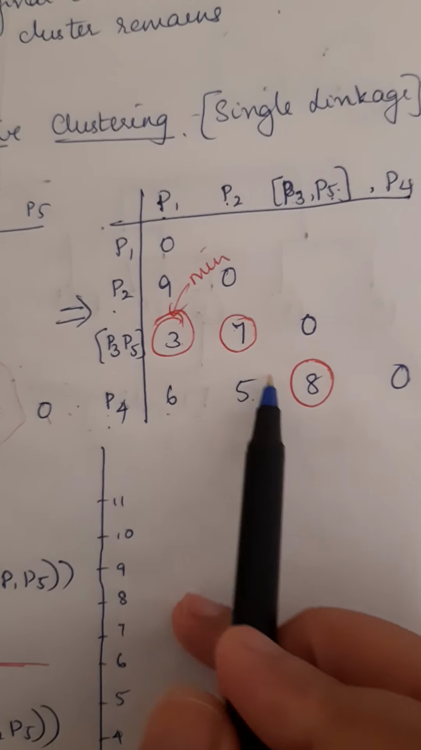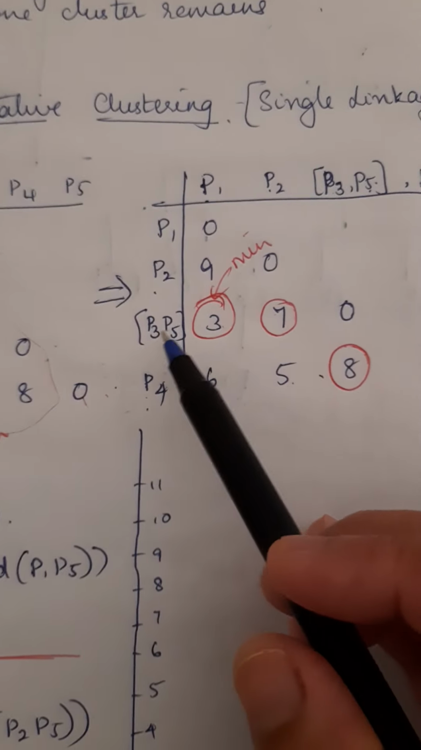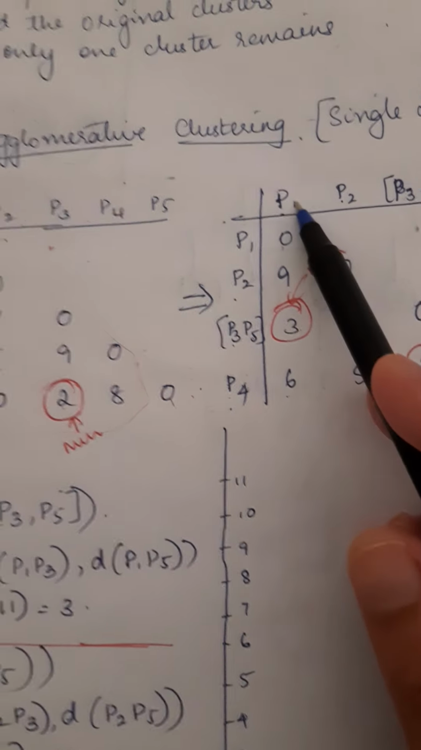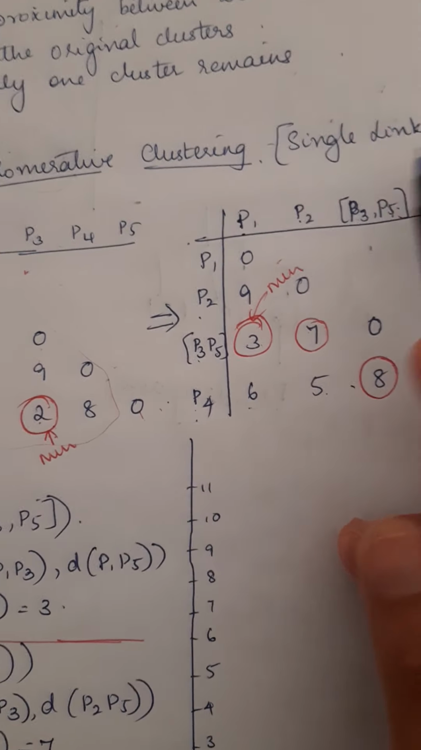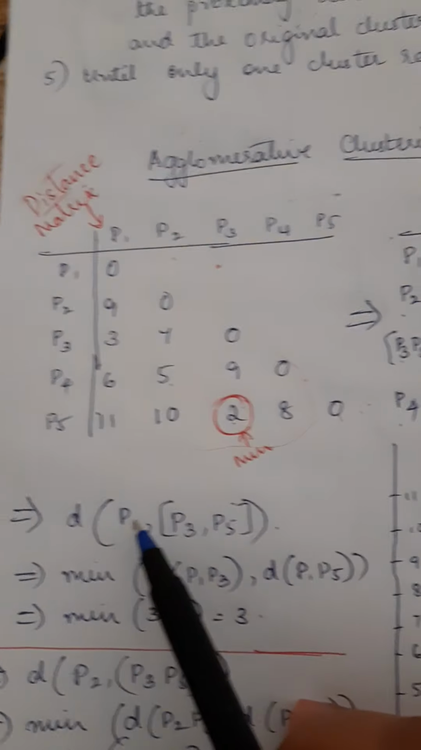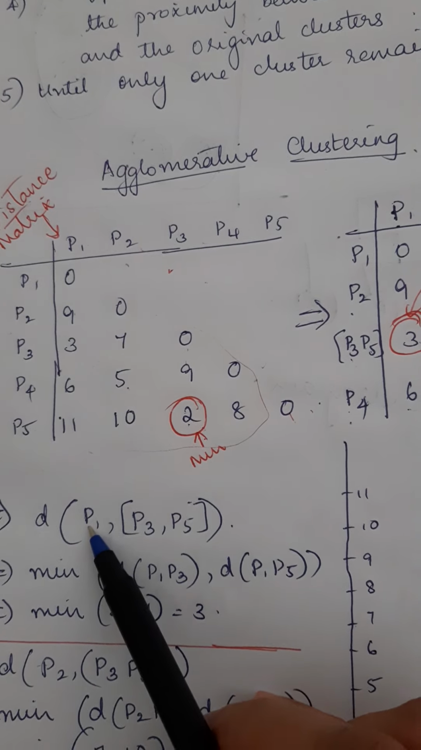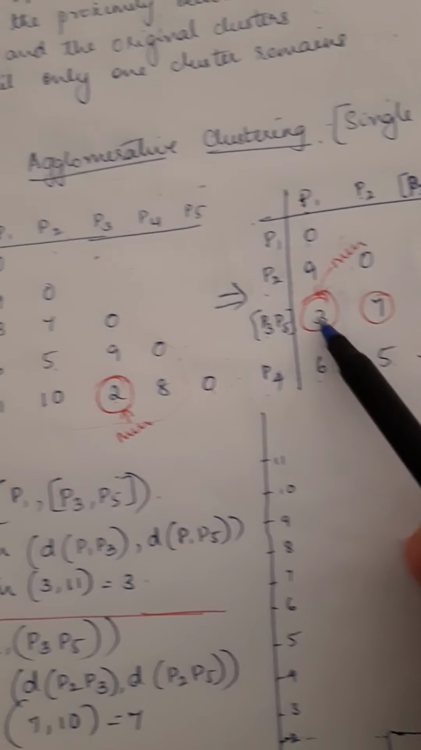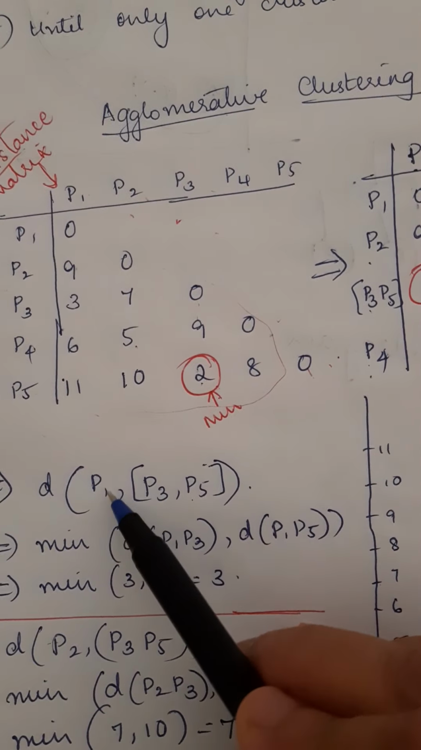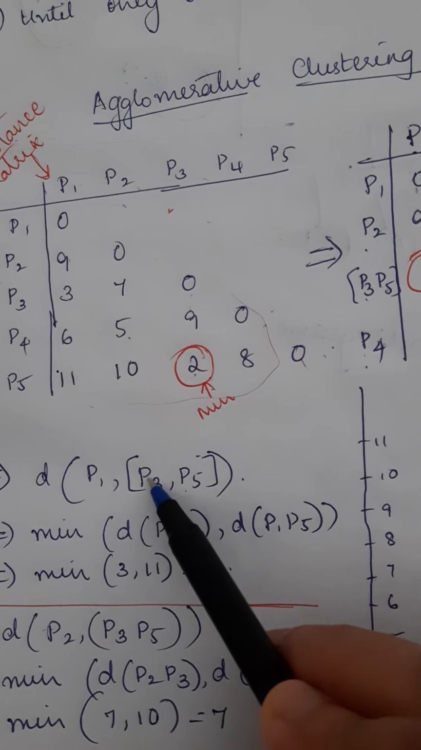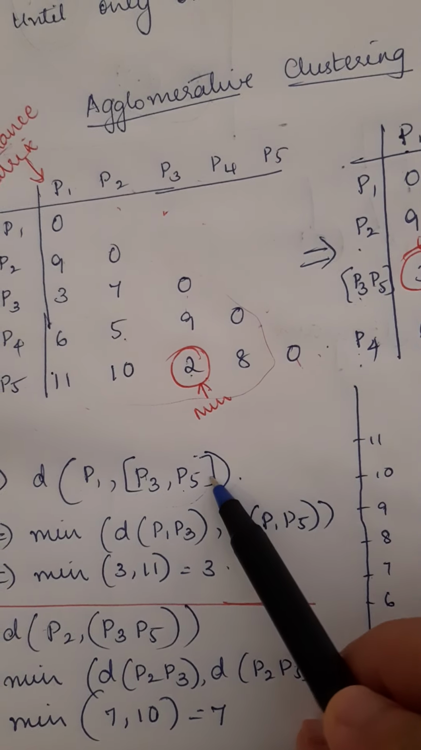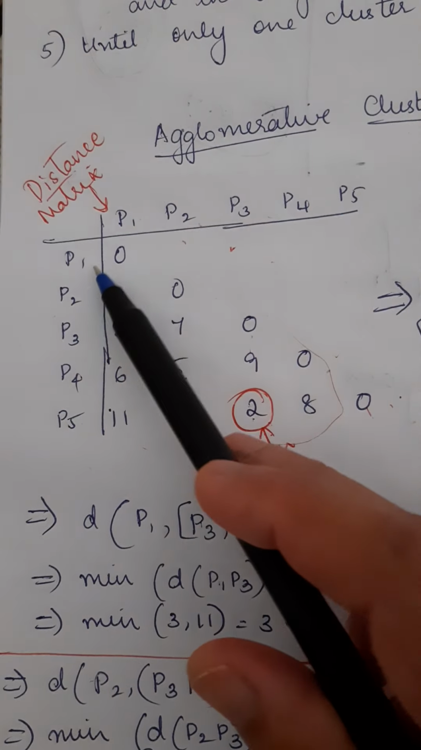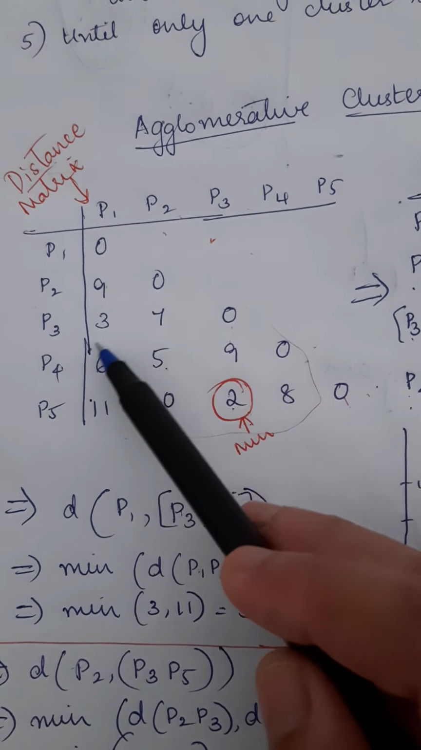Now I will tell you how I calculated these values. You have to find the distance between P3, P5 and P1. Since I am using single linkage, we are considering the minimum distance. So what is the formula? I have to find the distance between P1 and P3, P5. How do I get 3? I will show you. You have to take the minimum of the distance between P1 and P3, and P1 and P5. So P1, P3, what is the distance? P3, P1 distance is 3.